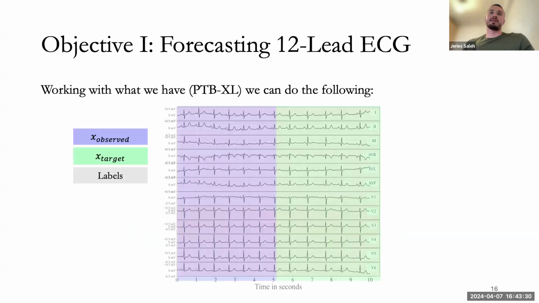So going back to our data set, we can take this 12-lead ECG, and we can divide it into observed data and target data. And we'd like to ask ourselves whether we can estimate P theta based on the X observed.